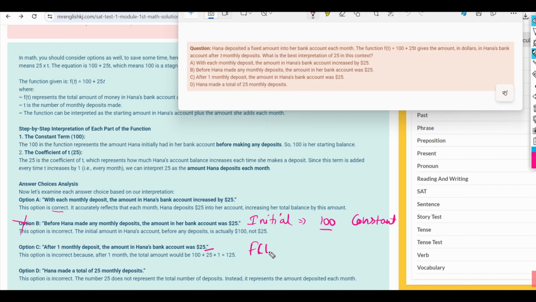Because f(t) is the total amount, just like the fourth equation. Hana made a total of 25 monthly deposits. It is talking about time. No, it is also incorrect, right? Because it is talking about a total of 25 monthly deposits she made. So if 25 is the time she has done, as I told you, mostly t denotes time, but in the question it has already given us that t is the monthly deposit, so we do not get confused. If the question doesn't give us that, then we can assume this might be correct.